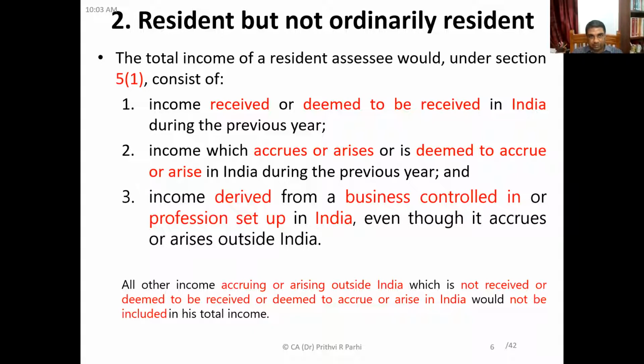Income received or deemed to be received in India during the previous year. Here it has two components: income received in India and income deemed to be received in India. Point number 2.